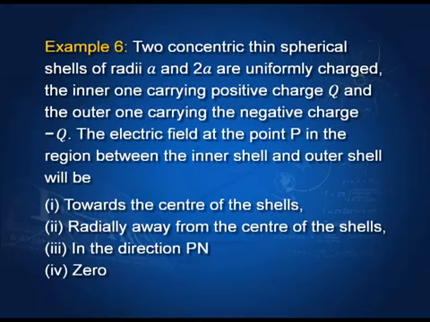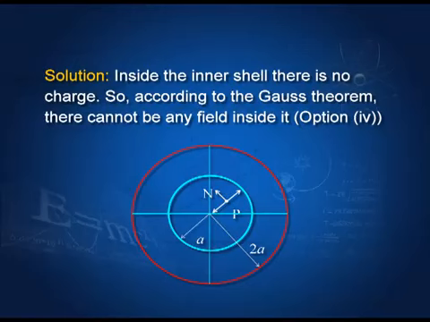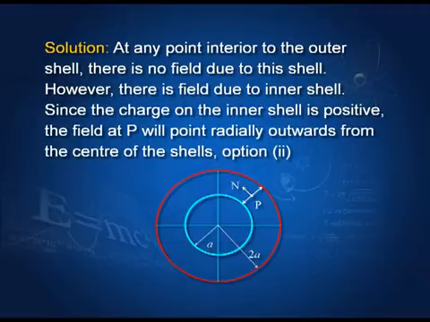Now, we take the same thing, two concentric thin spherical shells of radii a and 2a, again uniformly charged, the outer one carrying a charge minus q, the inner one carrying a charge plus q, and again we want to find what happens at the point P, which is now within the two shells. Earlier it was within the inner shell, now it is between the two shells. So, what do we do? We draw a Gaussian surface through P, and what happens?